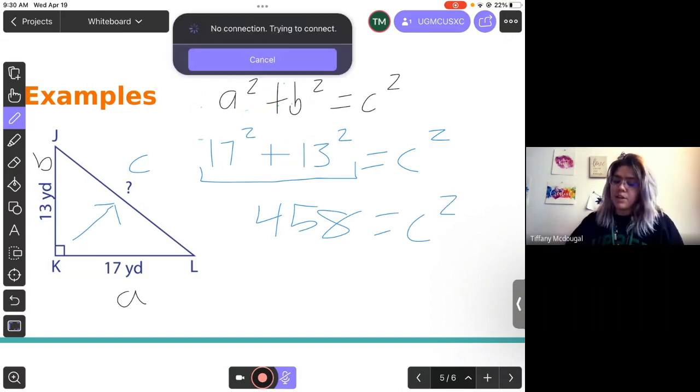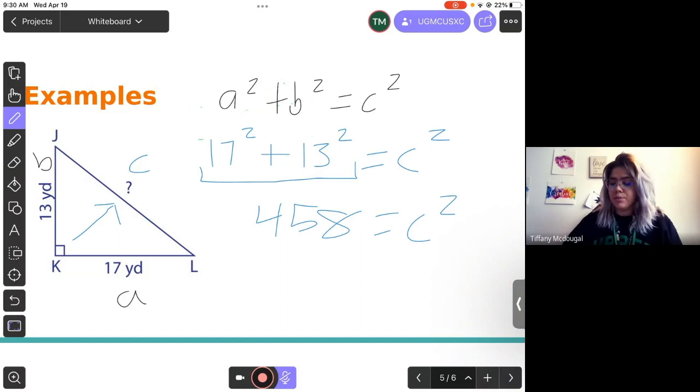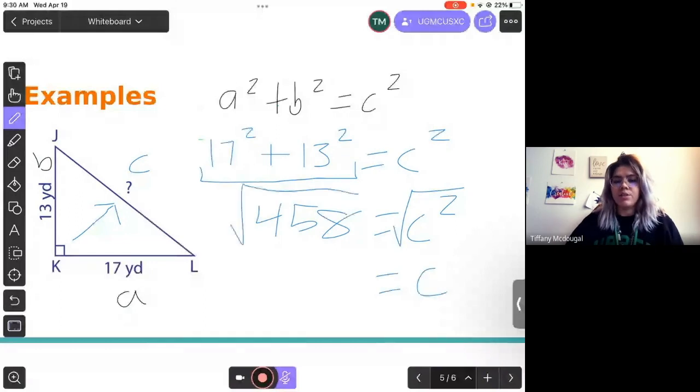All right, so now if I'm trying to get C by itself, what I want to do is get rid of this squared right here. So the opposite of squaring is square rooting. So once I square root that side, the only thing I'm going to be left with is C. That's how I can undo it. And then remember, in algebra, anything I do to one side, I need to do to the other side.